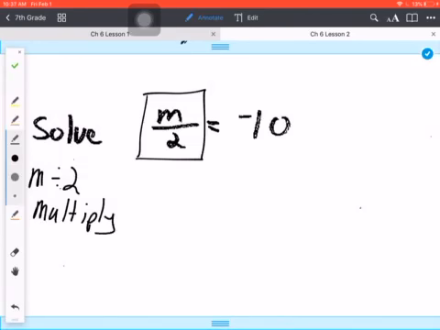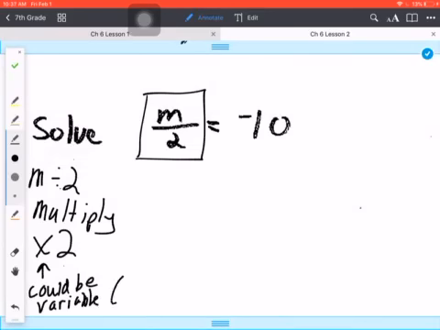Now, there's a couple different ways to do it, and there's one way I'm going to show you that we don't want to do anymore, and that'd be doing this. The reason why is because the x here, the multiplication symbol, looks a lot like an x, and x is a very common variable. So this could be a variable, so we don't want to use it. Instead, we're going to look at something called a dot. So we can use a dot to show multiplication as well. And that's what we're going to use.